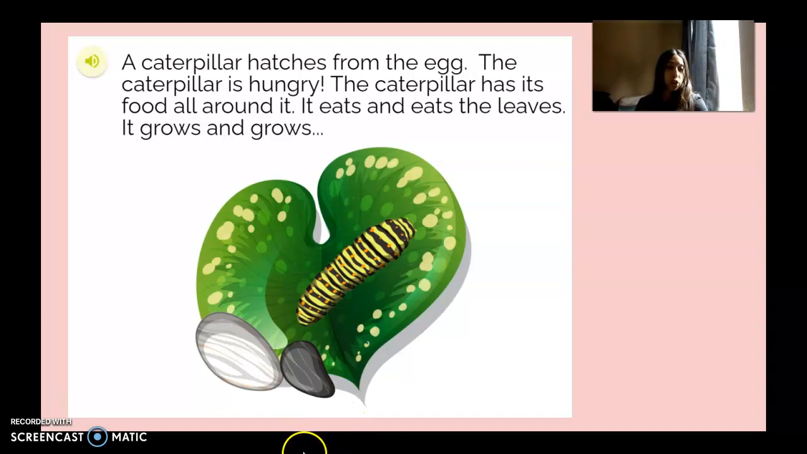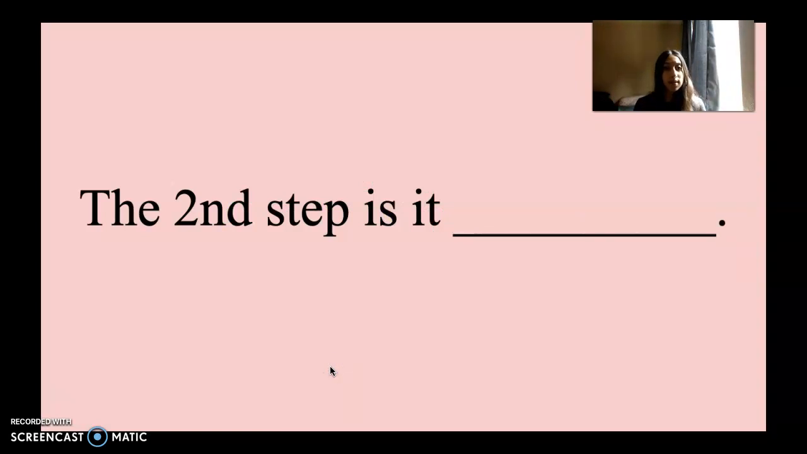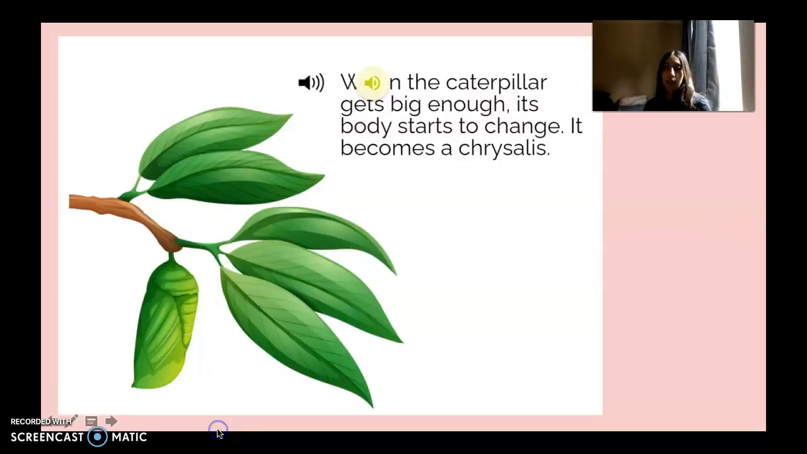Okay, I want you to turn to your partner again, and we're going to do the same thing. But this time, I want partner B to tell partner A, what is the second step? So remember, the first step was it was an egg, and the second step is, go ahead and tell your partner B. Partner B, can I get a partner A to raise their hand and tell us what is the second step? They turn into a caterpillar, yes.